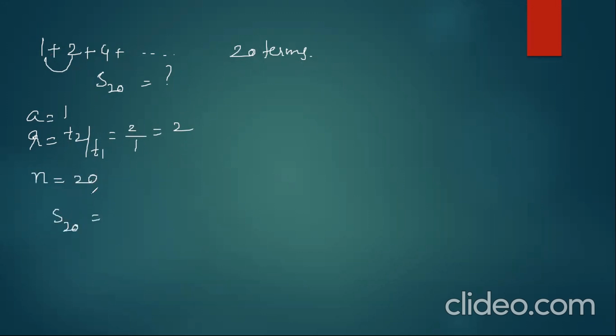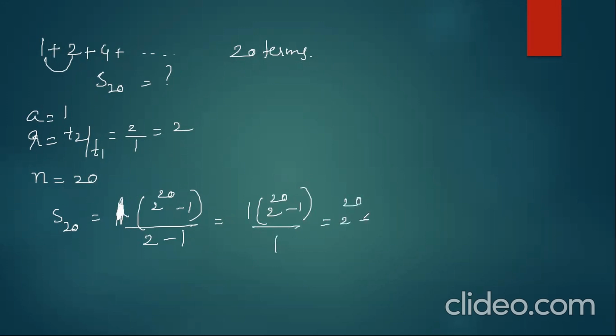S20 is equal to A into 2 to the power of 20 minus 1 by 2 minus 1. A is how much? A is 1, so substitute it: 1 into 2 to the power of 20 minus 1 by 2 minus 1, which is 1. So 2 to the power of 20 minus 1 is our answer. That is the sum to 20 terms. Okay, understood?